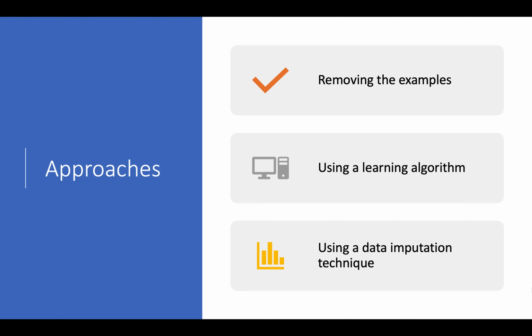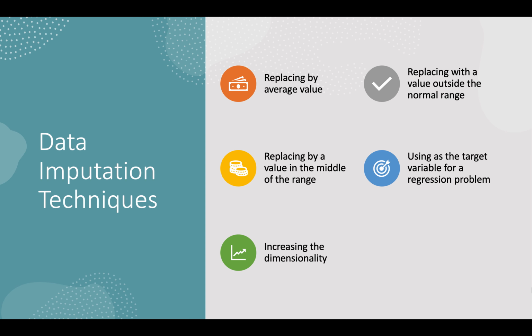So there are some typical approaches when dealing with missing values, and that could be, for example, removing the examples with missing features from the dataset. That can be done if your dataset is big enough, so you can sacrifice some training examples. You could also use a learning algorithm that can deal with missing feature values, and that depends on the library and the specific implementation of the algorithm. You could also use a data imputation technique. And what is a data imputation technique? I'm going to give you some examples here.